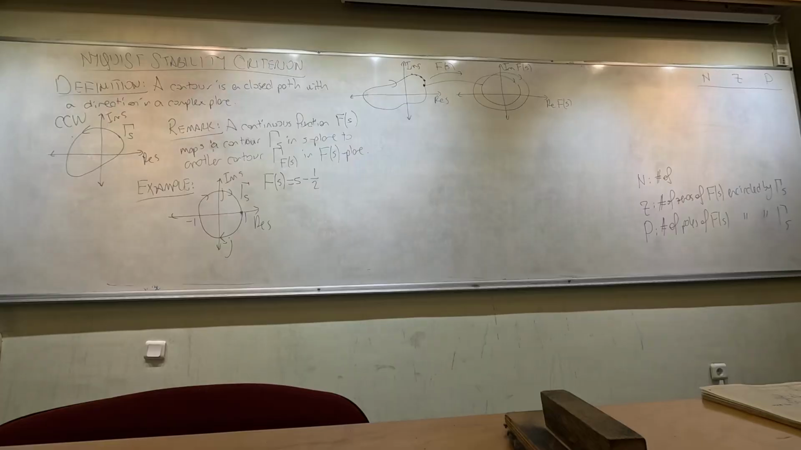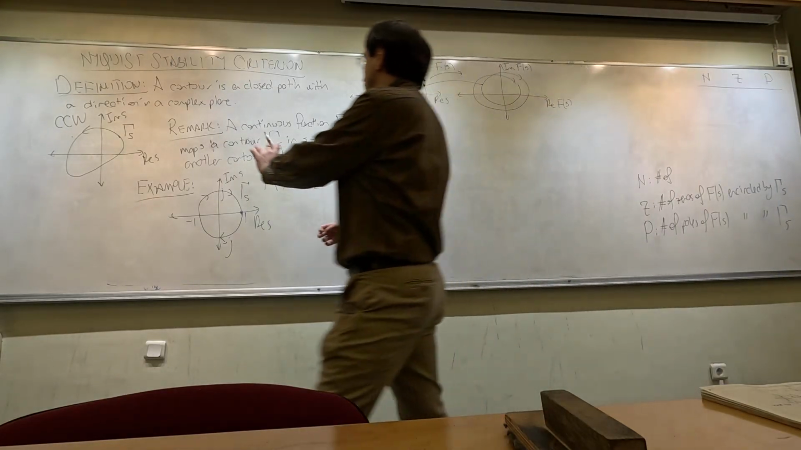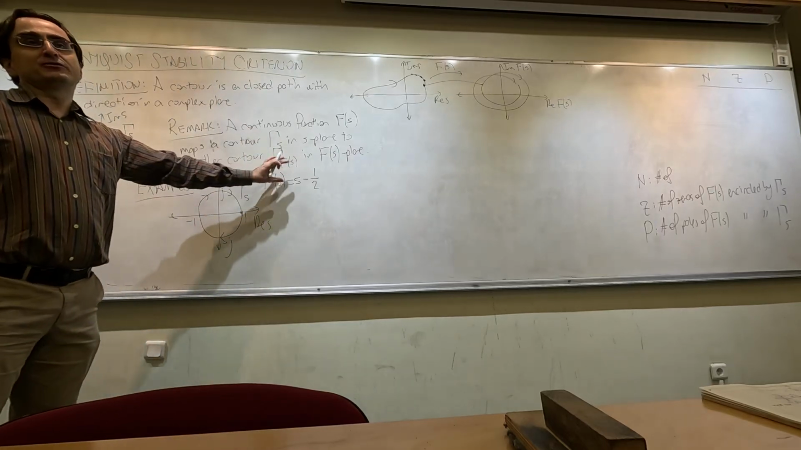And then I will define what N is. N is going to be related to gamma sub f of s. It is going to be related to the new contour. Okay? So here let us transform this unit circle by this transformation.